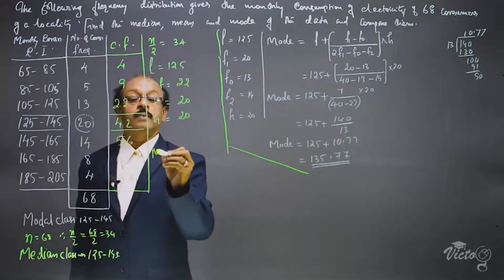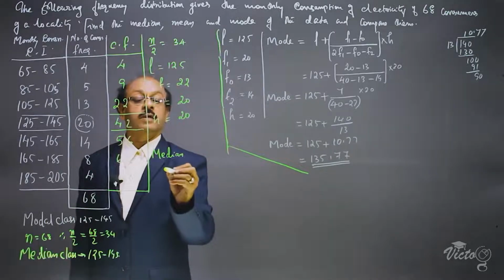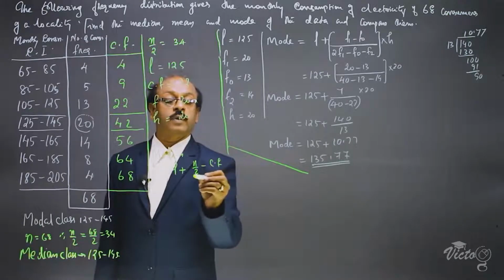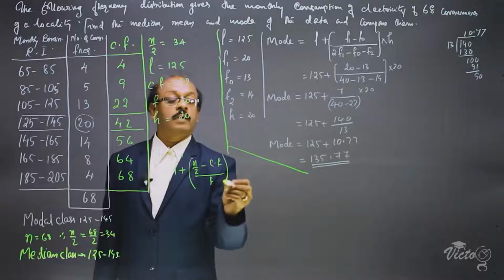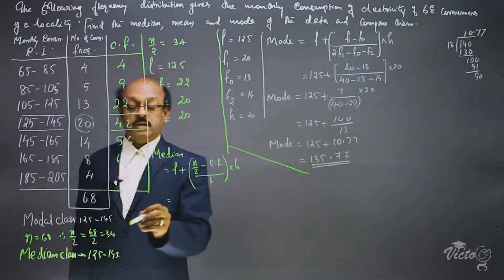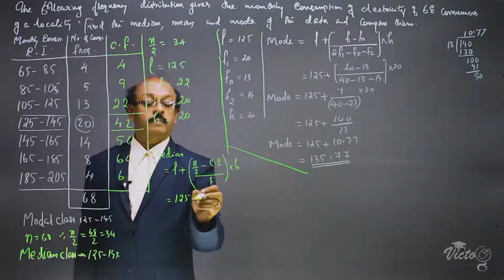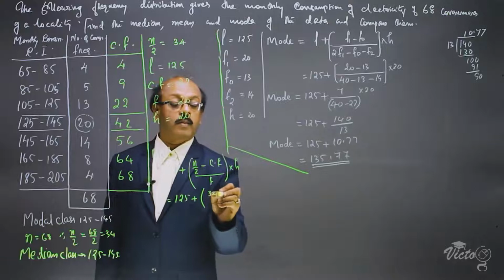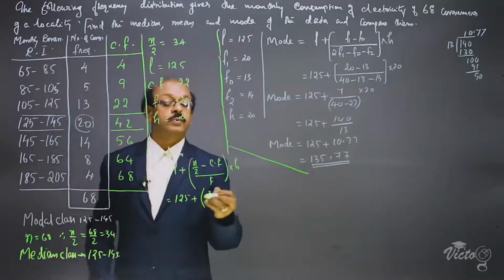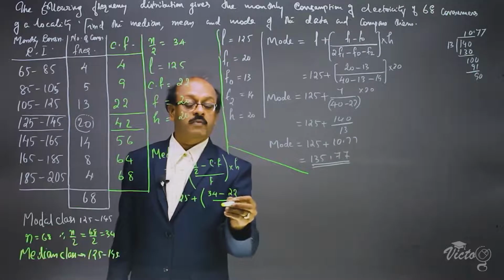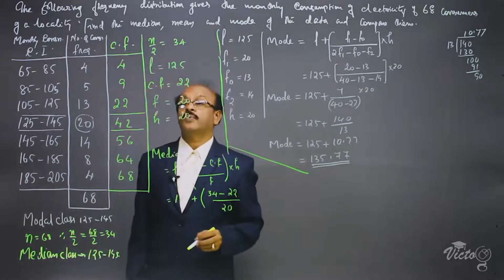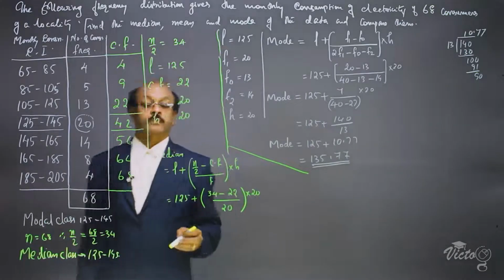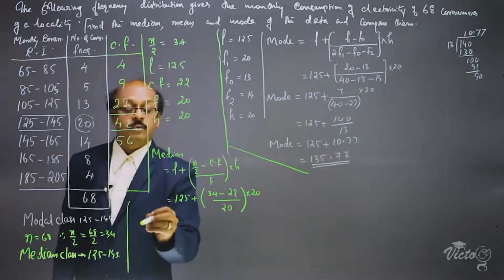Median is equal to L plus n by 2 minus cumulative frequency, the whole divided by F into H, that is 125 plus n by 2, the value of n by 2 is 34, minus cumulative frequency is 22, divided by the value of F, frequency of the median class is 20, into size of the class is also 20.